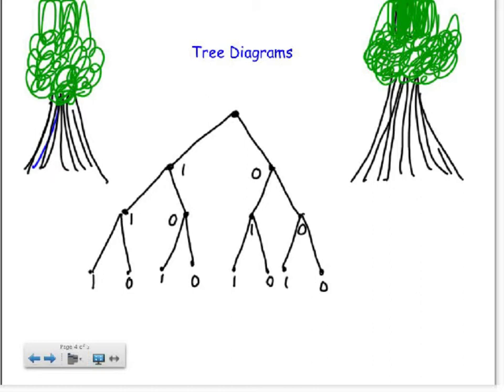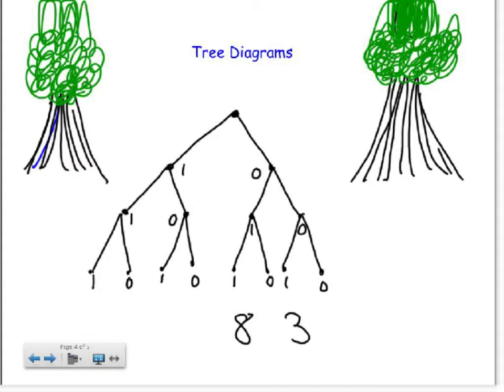Now, a tree diagram is like the roots of a tree. You start at the central point, which is the base of the trunk, and you branch out through all the possibilities that can happen at each step. So in the end, we get 1, 2, 3, 4, 5, 6, 7, 8 different options for a bit string consisting of 3 digits.